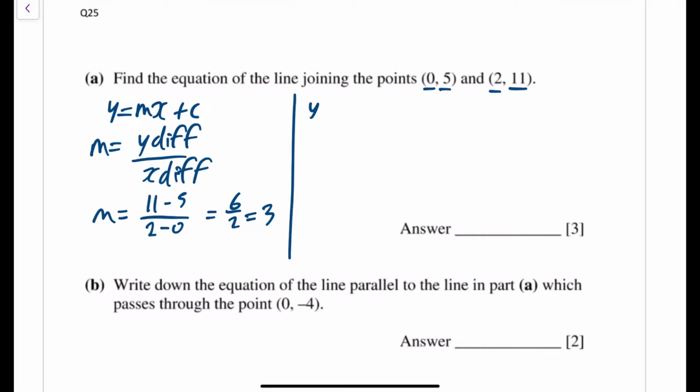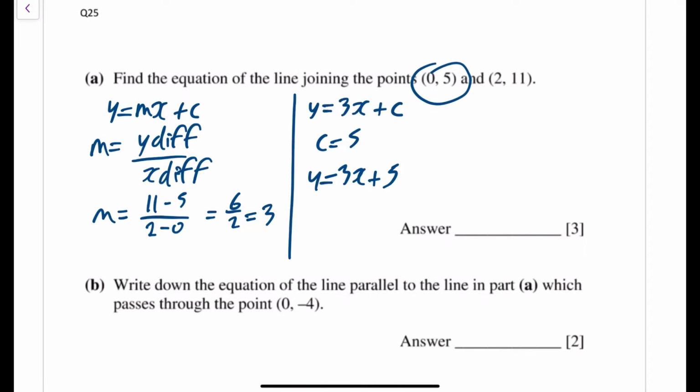Good practice: once you find an unknown, you rewrite the equation. So y is equal to 3x plus c. Now, think what c is. c is the y-intercept, and here you've got a value which is on your y-intercept. So you could just write down that c is equal to 5, so y is equal to 3x plus 5. Or you might not see that, because maybe there isn't a point which is your y-intercept.